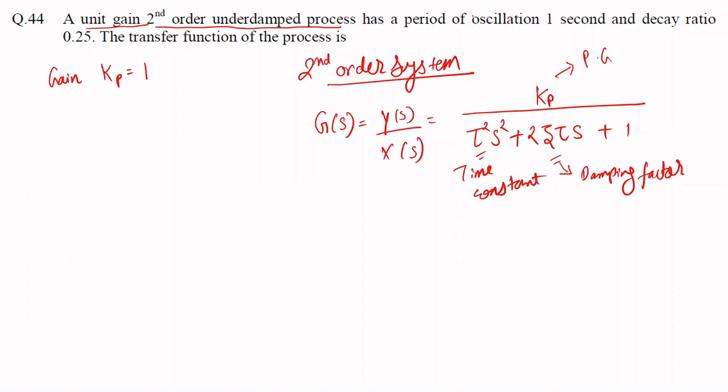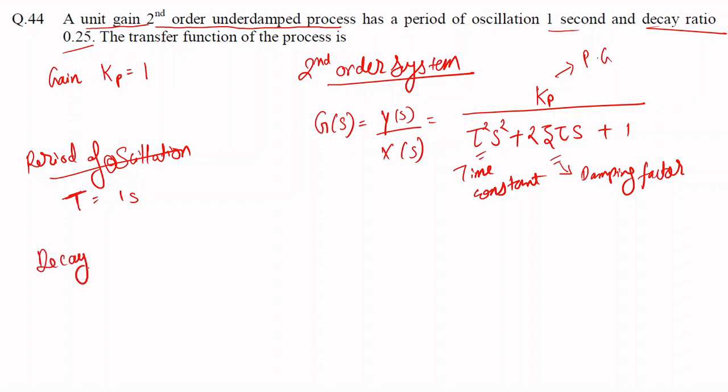Now the other things that we have been provided are the period of oscillation, which is 1 second. So we can denote the period of oscillation as T, and it is 1 second. Similarly, we have been given the decay ratio as 0.25. Let's call it DR is equal to 0.25.